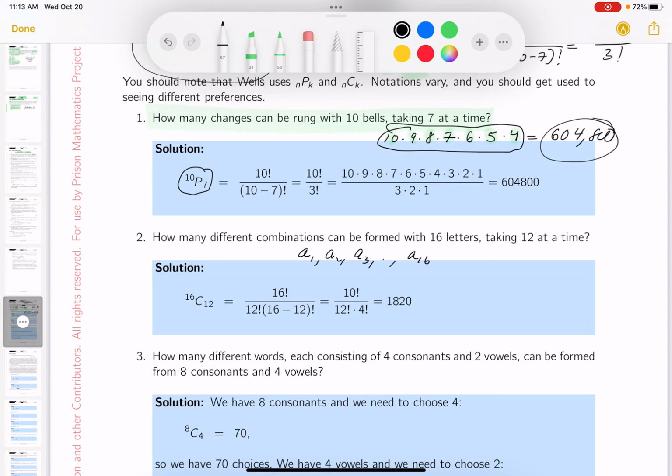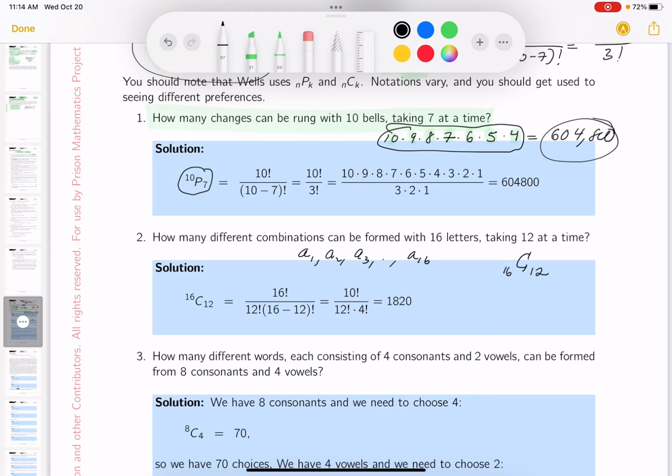It's a little more complicated, but I'll write down the combination now. It's going to be a combination, so I use the letter C. There are 16 of them, and we're taking 12 at a time. Let's write down what that would look like.